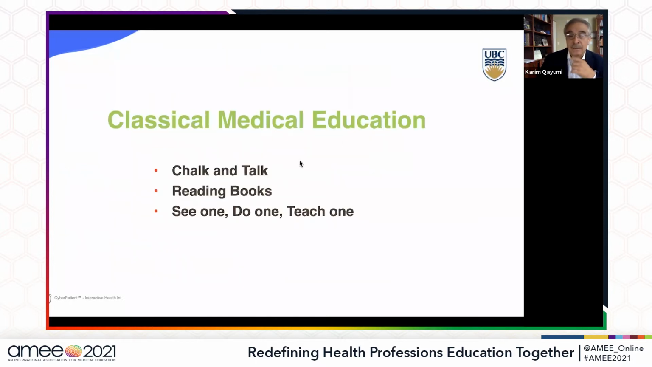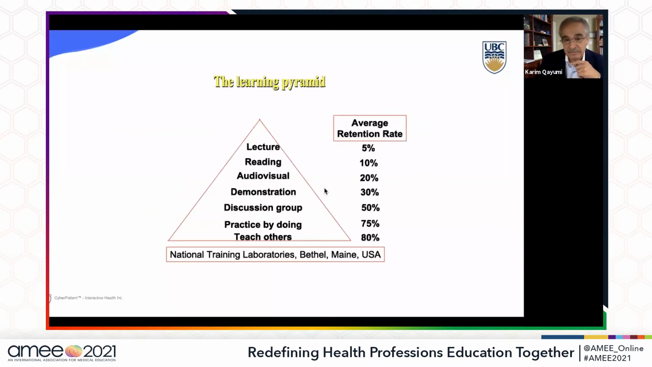talking about medical education. As you all perhaps know, in classical medical education, we have three important methods. It's chalk and talk, which means lectures and seminars. It's reading books and giving assignments to students. And also it is see one, do one, and teach one, which is also called the apprenticeship model. Let's see which one of these models is the most effective.